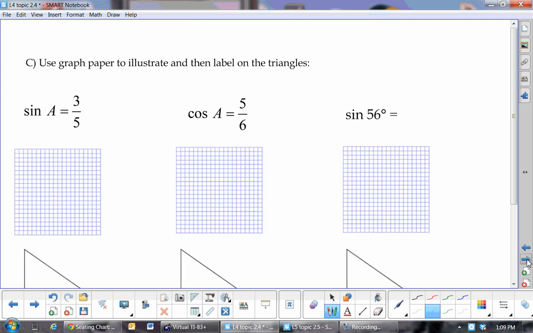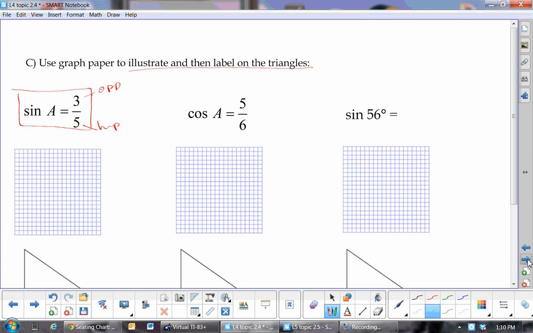Okay, now on the grid paper, illustrate and label these triangles. Now just by given sine A equals 3 over 5, can we draw a triangle? Yes. Okay, what's the 3? And the 5? So my question would be, how do we draw it?